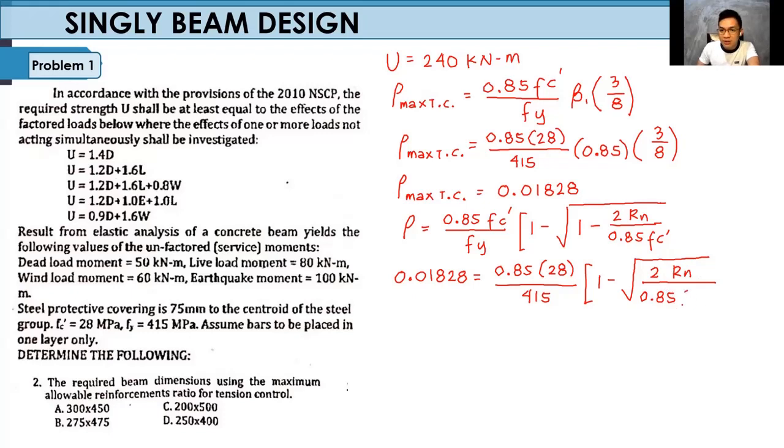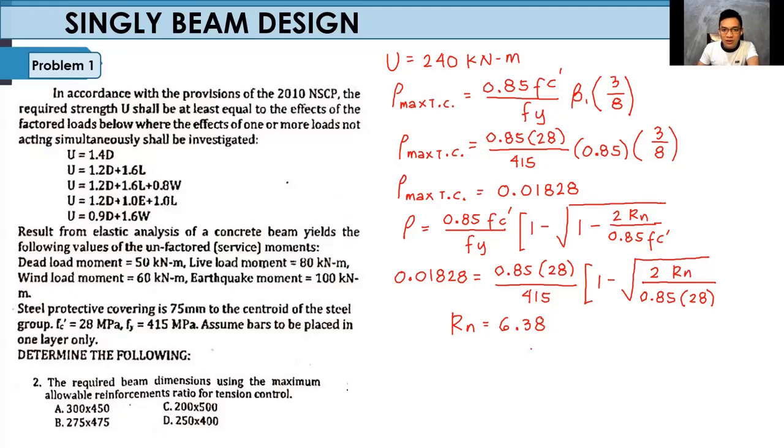Okay? So multiplied by 28. So therefore, by using our calculator, makukuha natin si Rn, which is equivalent to 6.38. Ayan. Okay, so pag nakuha na natin si Rn, pwede natin makuha yung ating required na BD squared, no? Or ang ating base tsaka depth, which is i-compare natin sa kanilang apat, kung ano yung pipiliin natin sa apat na to.